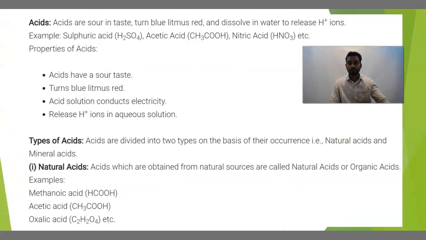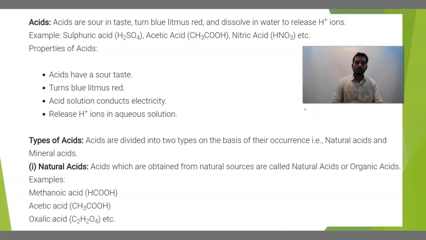Done? Fine. Now acids. Some properties of acids we can see here. Acids are usually sour in taste, khatta we say in Hindi. They turn blue litmus to red and dissolve in water to give hydronium ions or hydrogen H plus ions. They release H plus ions. Examples: sulfuric acid, acetic acid, nitric acid, and hydrochloric acid. These are the different types of acids. Properties of acids: sour in taste, turns blue litmus to red. Acid solution conducts electricity and releases H plus ions in aqueous solution.